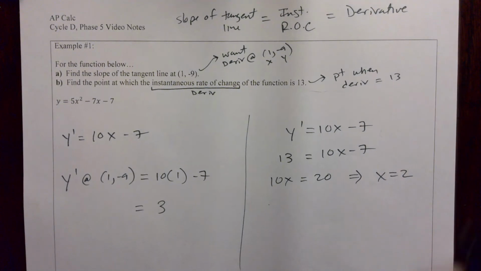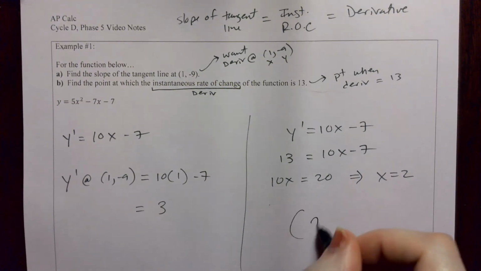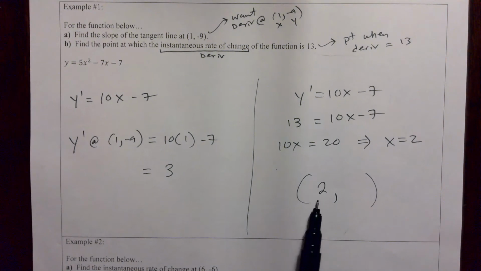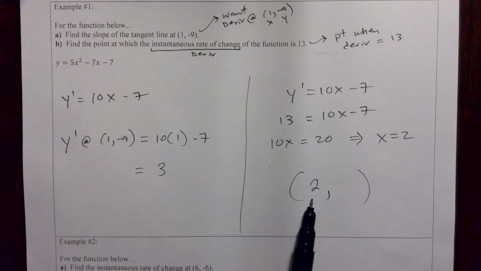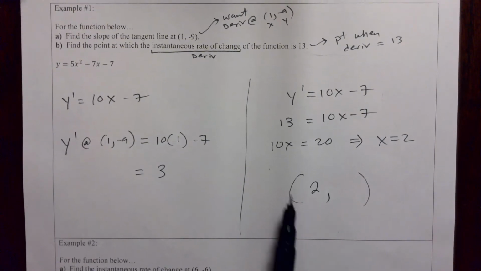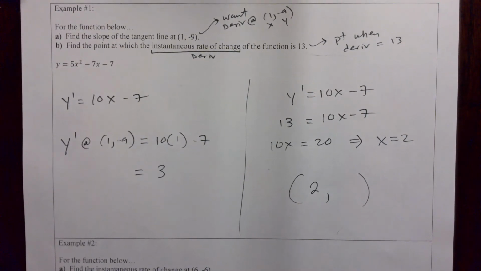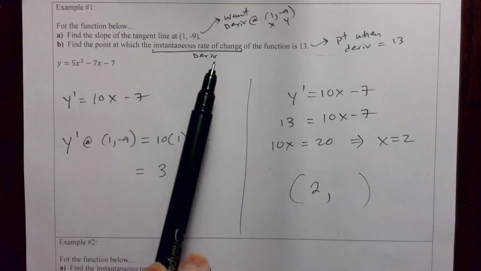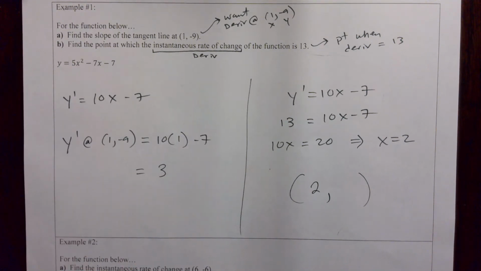All right, but we need a point. So 2 is going to be the x coordinate. Now, how do you find the y coordinate? This is something that AP Calc students struggle with a lot. Are you going to plug this number into the derivative or into the original? Well, guys, this point that we're looking for is on the original. It's the point on the original function at which the instantaneous rate of change is 13. So I need to plug this x back into the original.